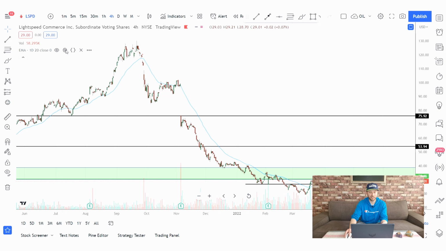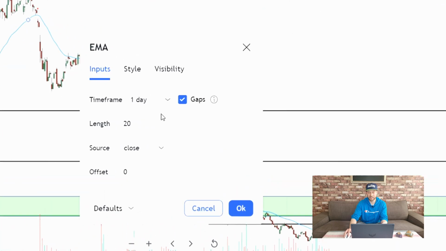Now, once you have this set up, you can go over to the settings, and under input for the time frame, I use the daily time frame. The gaps are turned on, source is close, offset is 0. Now, for the length, you can use whatever you want, but typically what I use is the 20-day, the 50-day, 100 and 200-day. So let's start off with the 20-day moving average.